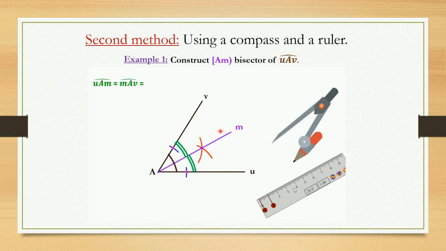So angle UAM equals angle MAV equals UAV divided by 2. Later on, if they give us the measure of UAV and I want to calculate UAM or MAV, they are equal in measure, and each one measures half of angle UAV. And the reason that gave me the right to write this equation is the angle bisector effect, because the bisector of angle UAV divided it into 2 equal adjacent angles, UAM and MAV.